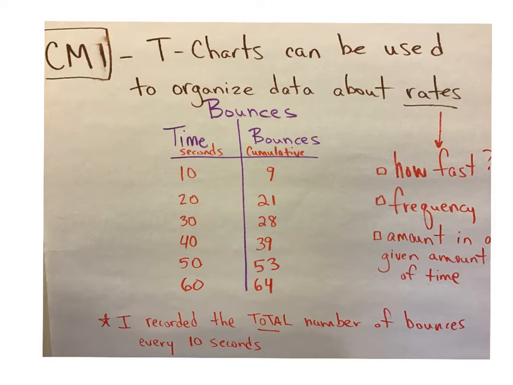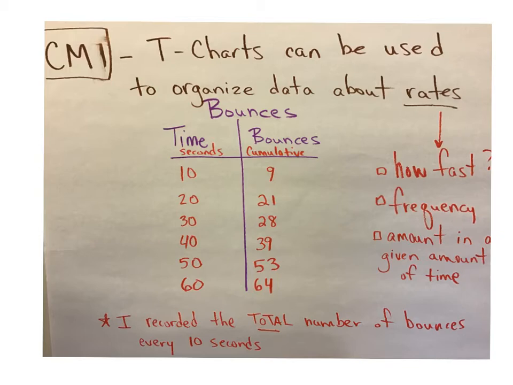But you will see right here that I kept track of the number of times I could bounce a ball. I started with a timer, and at 10 seconds, I had counted 9 bounces. In 20 seconds, I had counted a total of 21. Not 21 during that 10 seconds, but a total of 21 so far. At the end of 30 seconds, I had 28. At the end of 40, I had 39. At the end of 50 seconds, I had 53. And at the end of 60 seconds, or 1 minute, I had 64 total bounces.